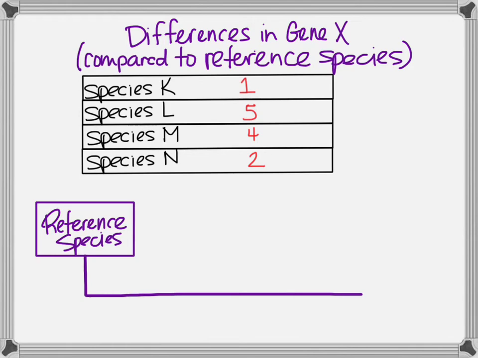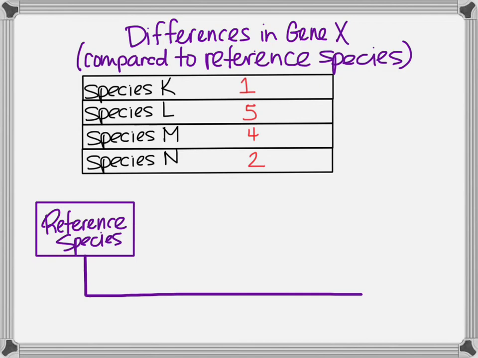So let's say we have something with a little bit less information. 4 species were not given the DNA sequence, but we're told that there are some number of differences in gene X. And we're comparing everything to some reference species that we know has what we'll call the older or more original version of the gene. We know that when we look at this gene, species K has 1 difference compared to the reference species, L has 5, species M has 4 differences, and species N has 2. What can we get out of that?